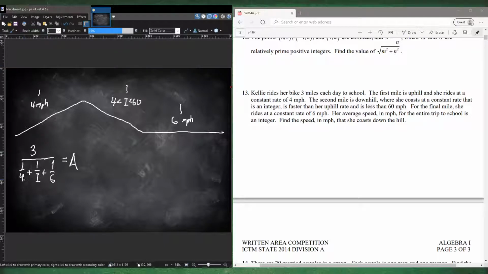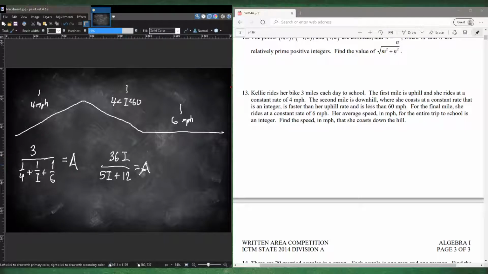So 4 and 6, the least common multiple is 12. So that's going to be a 3i on here, a 12 here, and a 2i on here. So that's 3i plus 2i is 5i, and then plus that 12. So on the bottom is 12i, so 12i times 3 is 36i, which is equal to A.